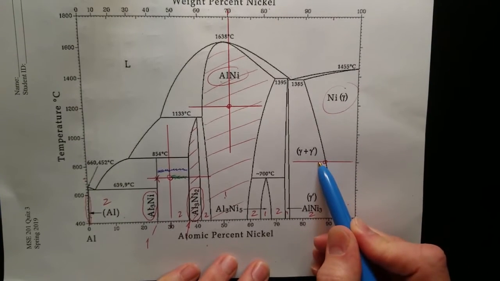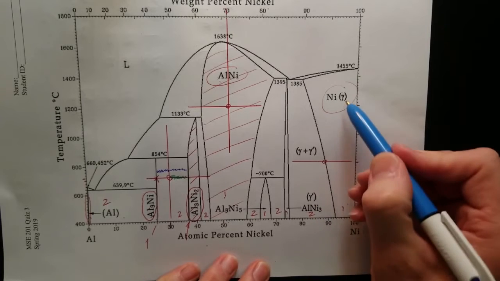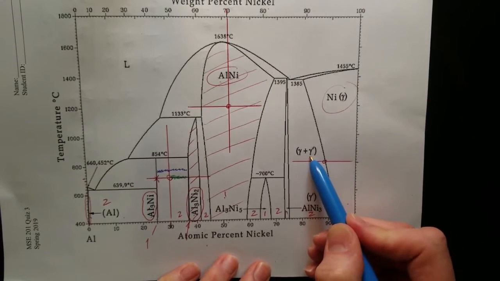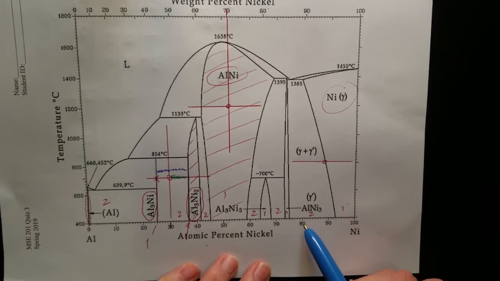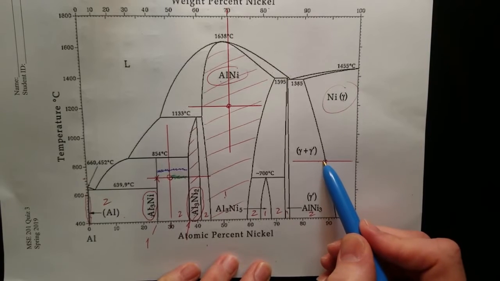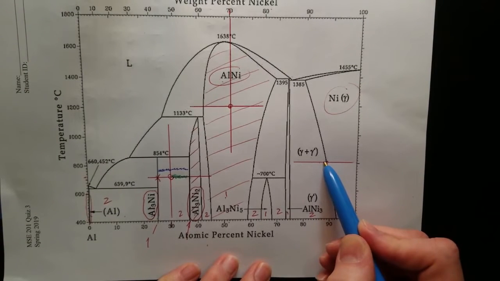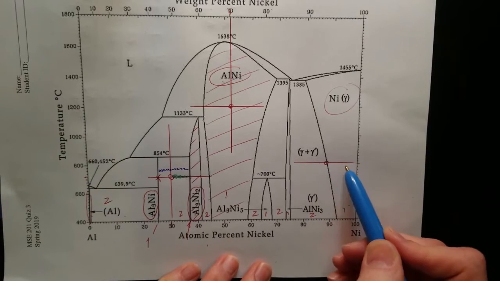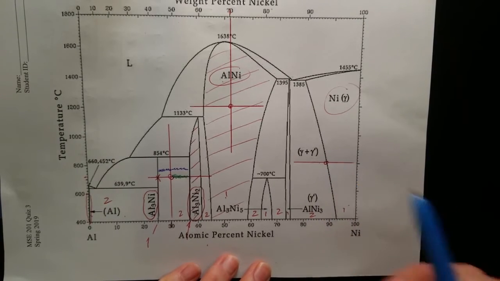We add more aluminum, and now we have two phases. We have the nickel gamma phase, and then we have a gamma prime phase. And that gamma prime phase is AlNi3. So that's where we have the solubility limit, where we start precipitating out an aluminum-rich phase and a nickel-rich phase.